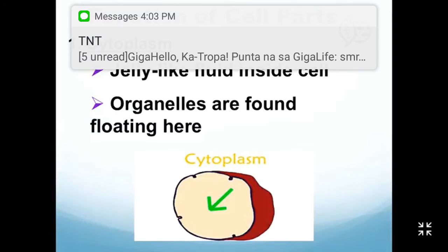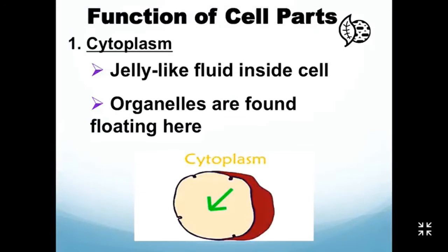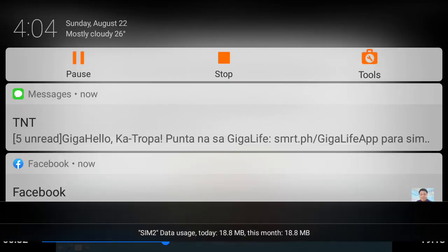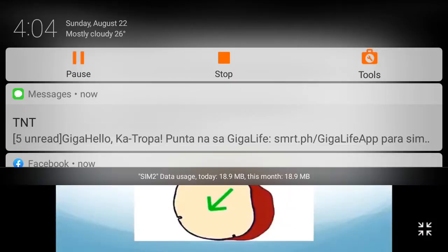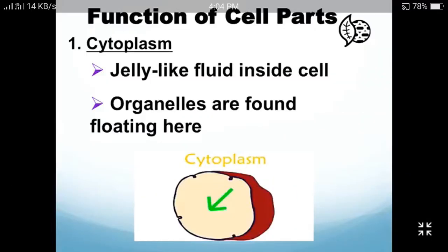Okay, and the organelles are found floating here. So that means it is a semi-fluid enclosed within the plasma membrane. It consists of fluid, cytosol, and also organelles and other structures. So that's where the cytoplasm is located. So this is the cell, the cytoplasm is inside. Okay, next one.